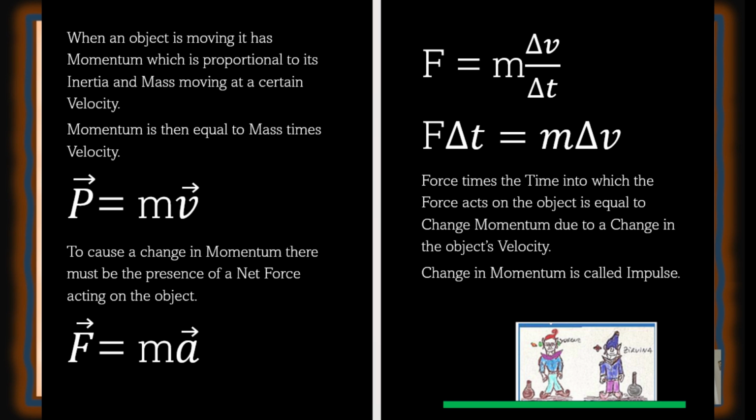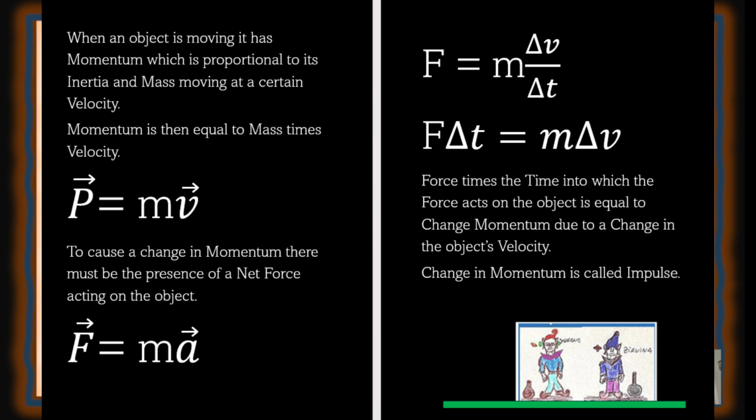To cause a change in momentum, there must be the presence of a net force acting on the object that is not equal to zero. Force is a vector, thus it has the arrow on top, and then acceleration is also a vector, which is why it has an arrow on the top.